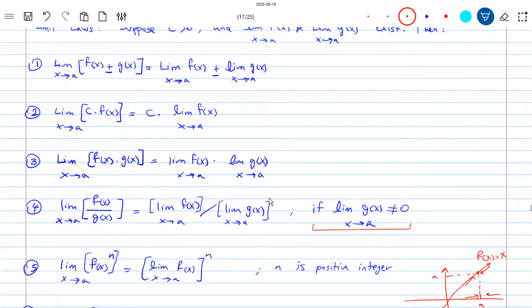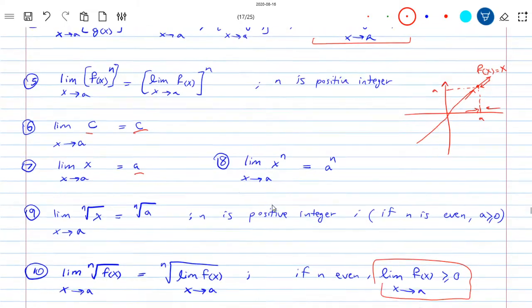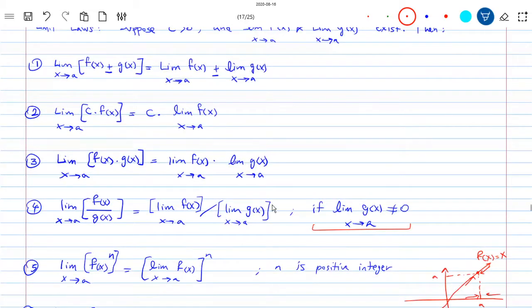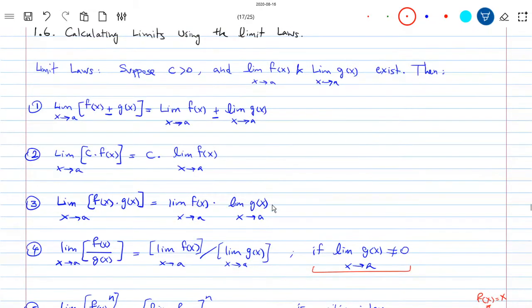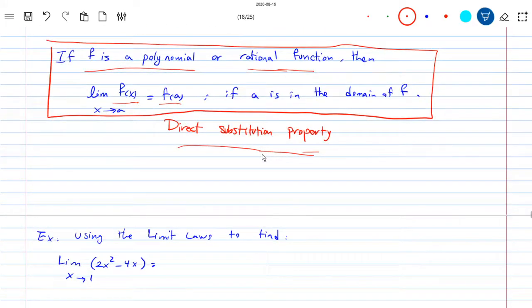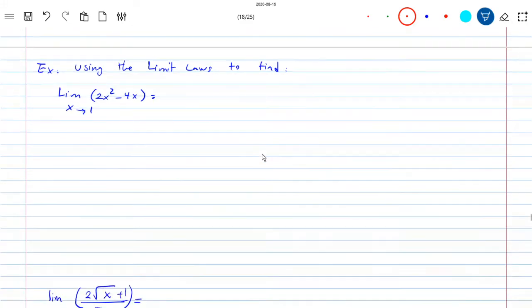The law number 1 is basically 2 laws. So in the textbook you will see 11 of them, but I made the one to be like an addition and subtraction together. I made it shortened for writing. Okay, so here, use the limit laws to find this specific limit.